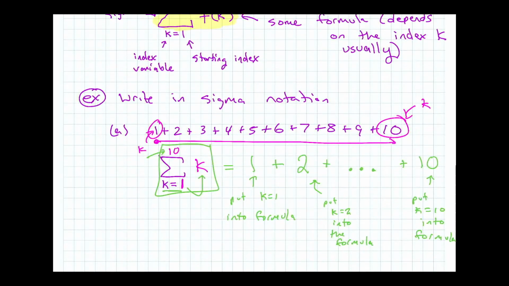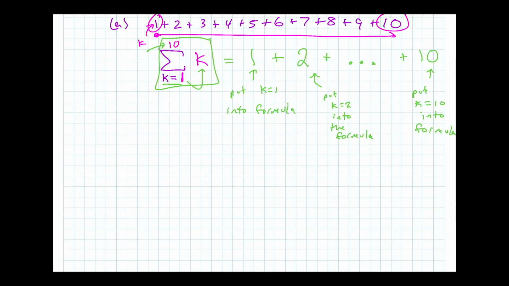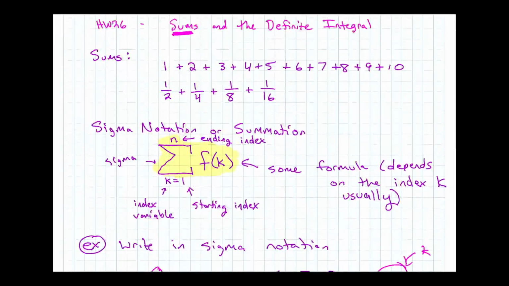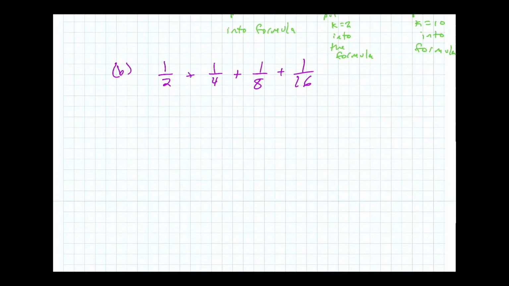Get a color back. I think that's the wrong color. There. All right. So what was it? 1/2, 1/4, 1/8, 1/16. So what you have to do is think of a formula that could give you these numbers first.